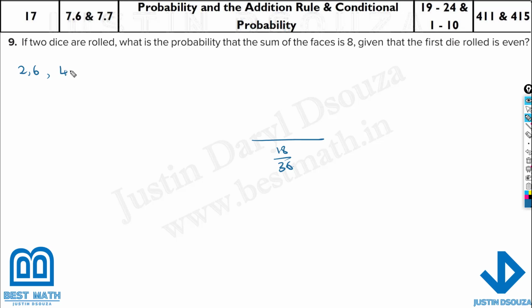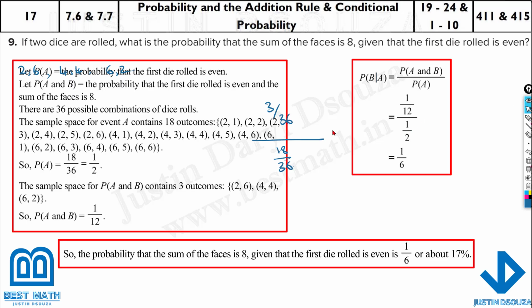Then 3 is not possible. 4 and 4 is possible. And then what else? 5 is not possible. 6 and 2. So there are only 3 possibilities out of 36 that will give us 8 and an even number. It's now 3 by 36, which is 1 by 12, divided by 1 by 2. It is the same answer. Or you can just solve it over here. It will be 3 by 18. That's 1 by 6. Yes, that's the correct answer.